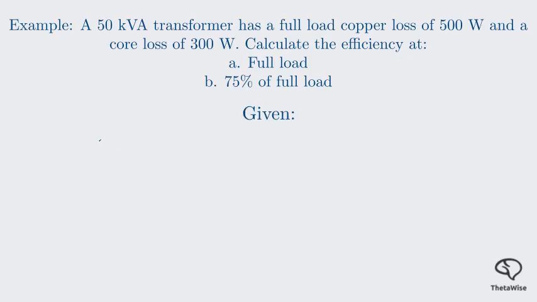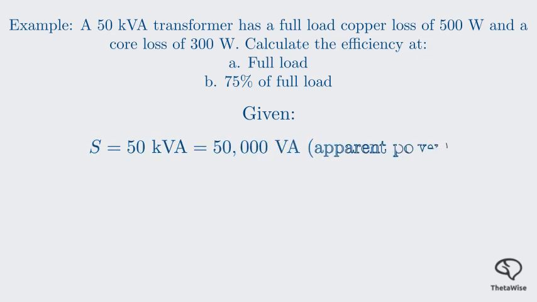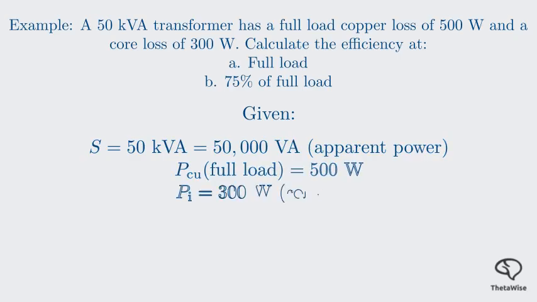Here's what we know. The apparent power rating is 50,000 VA. At full load, the copper loss is 500 W, and the iron loss is 300 W. We need to find the efficiency for 2 scenarios.